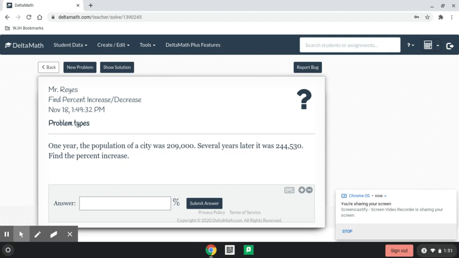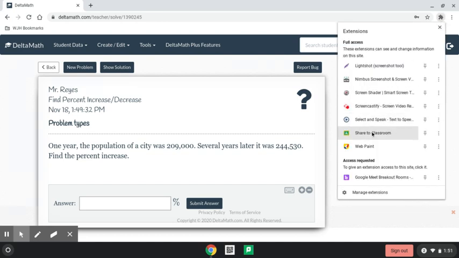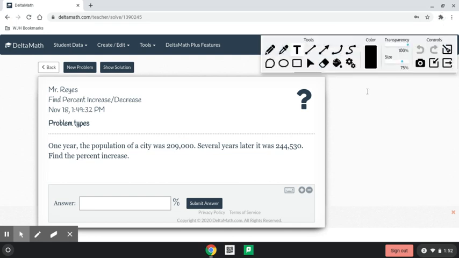One year, the population of a city was 209,000. Several years later, it was 244,530. Find the percent increase. So just like in any other percent increase problem, we have two steps. First, find the amount of change.